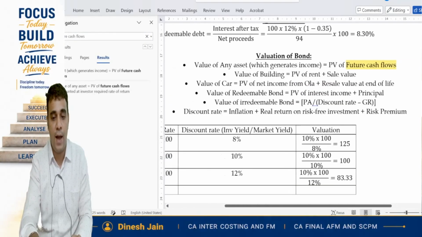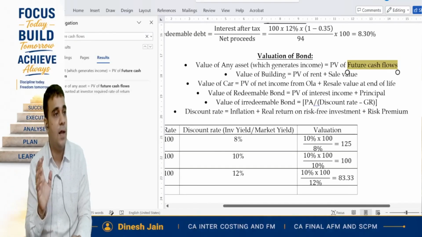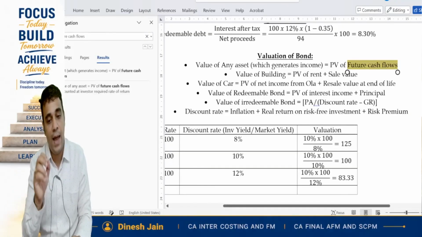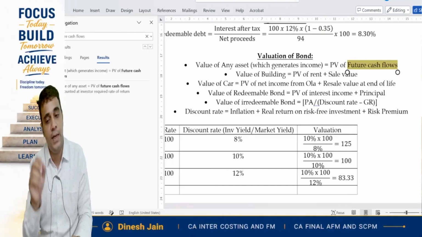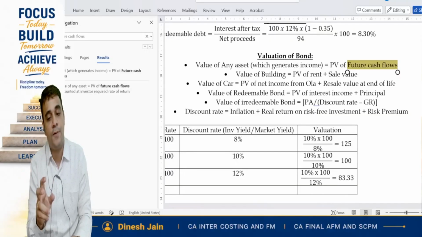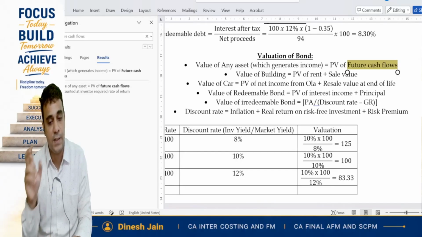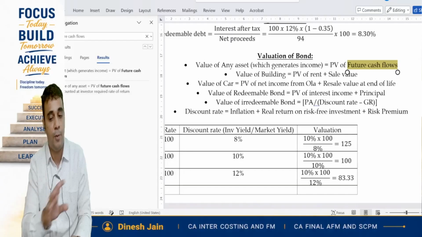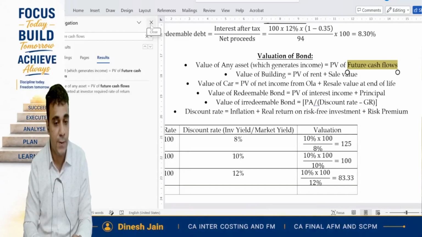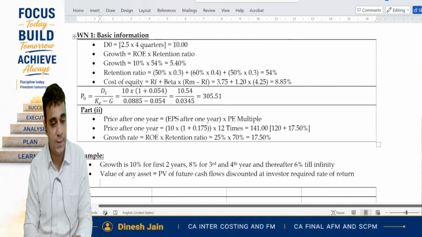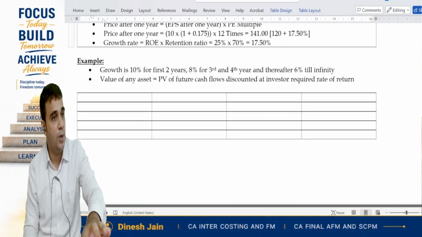Valuation of bond, value of any asset, present value of future cash flow. Value of building, present value of rent plus sale value. Value of car, present value of income from Ola plus resale value at end of life. Value of irredeemable bond, present value of interest plus principal. So we would have done all of this at different places. So this concept is what we are going to use.